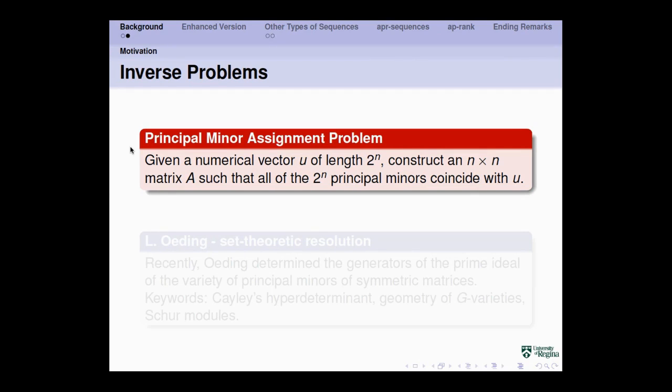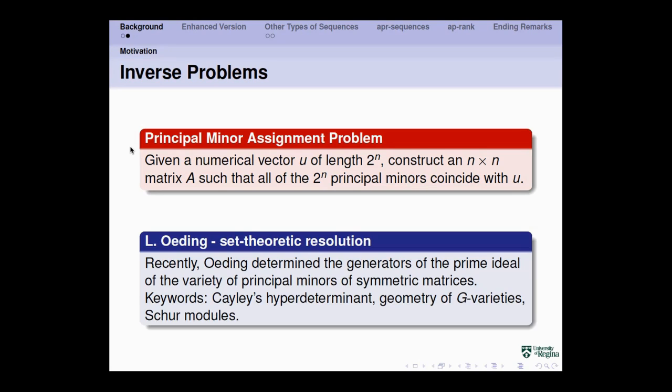Okay, so suppose I hand you a vector of length 2^n, and I call that vector u, a vector of numbers. And I ask you, suppose those numbers represent all of the principal minors of a potential n by n matrix. Could you find that matrix? And that's what the principal minor assignment problem is. I'll hand you all the minors, you feed me back the matrix. And this problem is really hard. And as I said, it's unresolved.